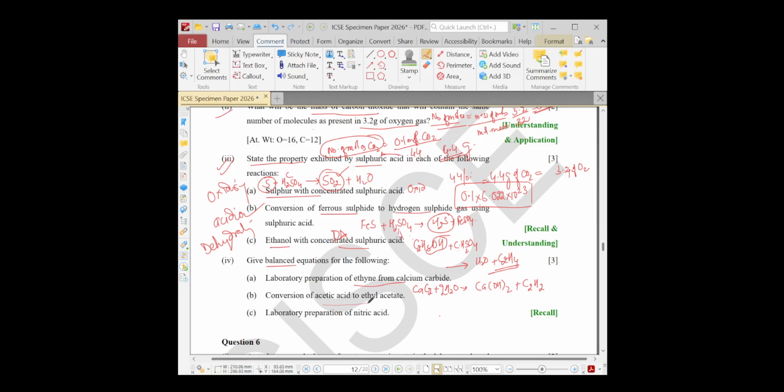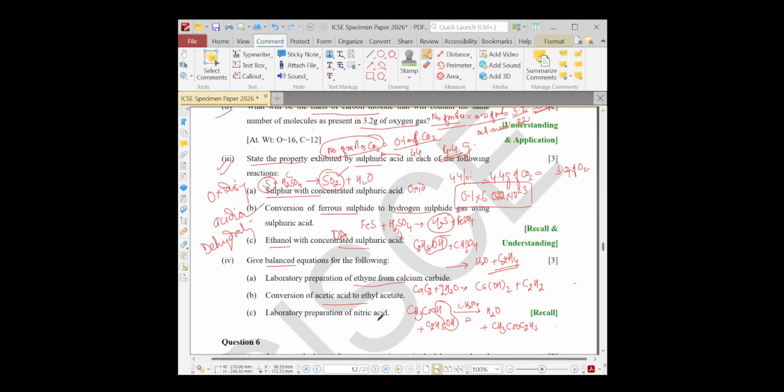Next, acetic acid is converted to ethyl acetate. CH3COOH combines with C2H5OH alcohol in the presence of concentrated sulfuric acid, and you warm a little. Then H from the acid and OH from the alcohol combine to form water, and you get CH3COOC2H5. This is ethyl acetate which is formed. So this is the balanced reaction.